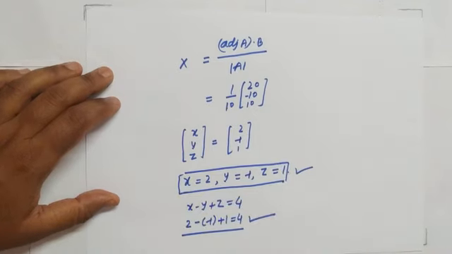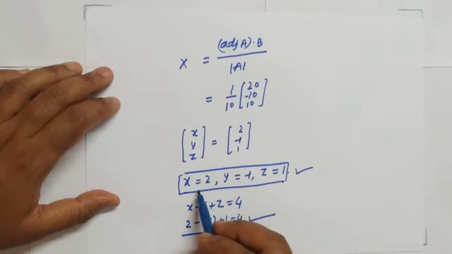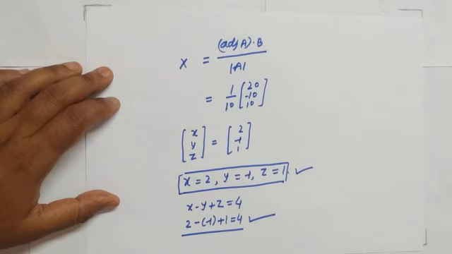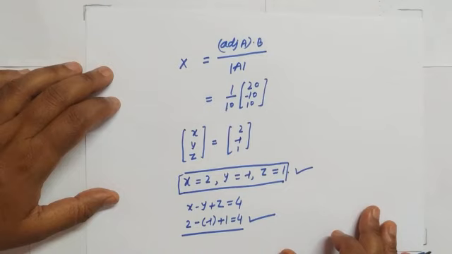So the values of x, y and z are: x is equal to 2, y is equal to minus 1 and z is equal to 1. And this satisfies equations 2 and 3, right? This is very useful, and for the board examination, this is a very important question to solve simultaneous equations. So you all have learned, I think.